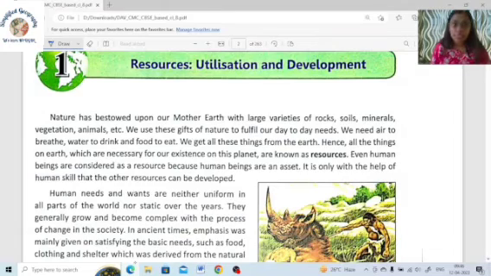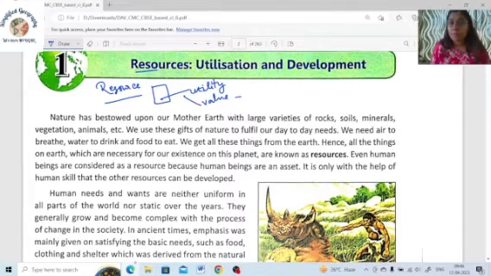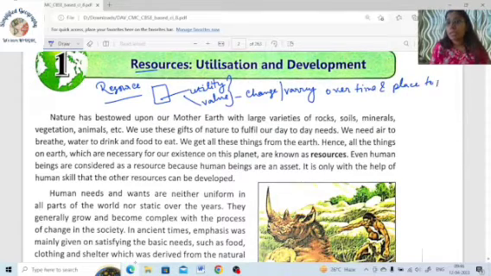Here comes our first chapter, called Resource. First and foremost, we will understand what the term resource refers to. A product which has utility and value, and keep a note that the utility and value of a certain product may vary over time and from place to place. Clear? Now let us come to the first paragraph.